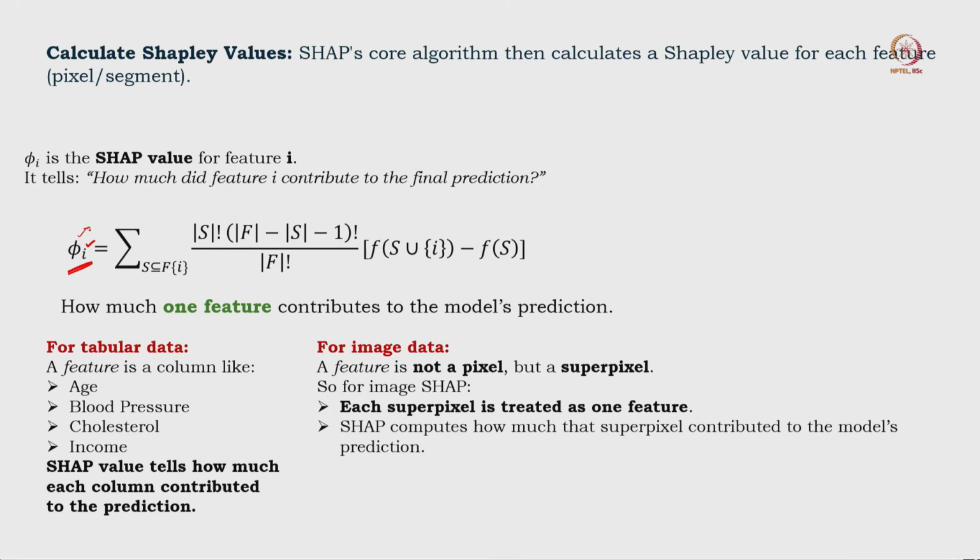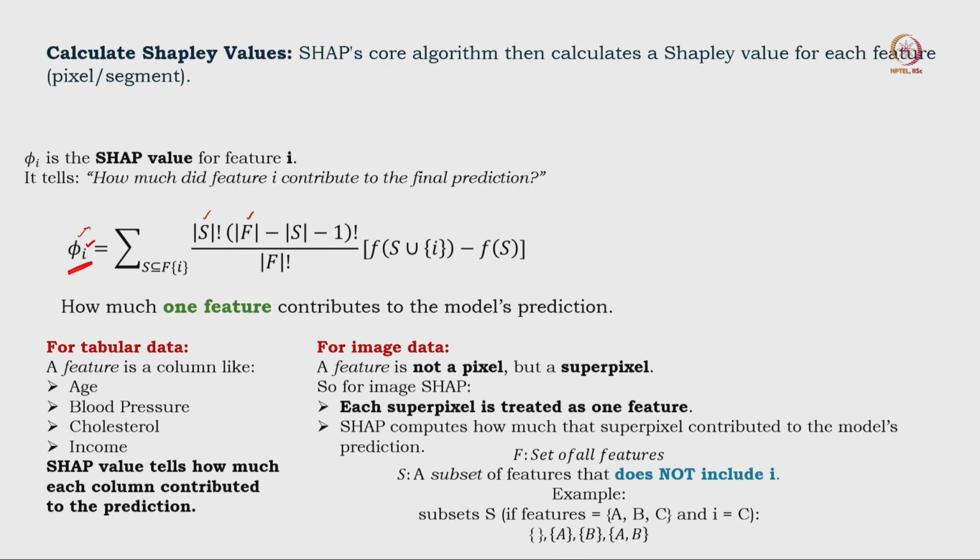Then we have something called F and we have S. What are F and S? F is the set of all features. When we say features, the features here are superpixels, because we are dealing with images. So, how many such features we have captured or are considering, that is F. And what is S? S is a subset of features that does not include i. So, understand this theory statement. S is a subset of features that does not include i.